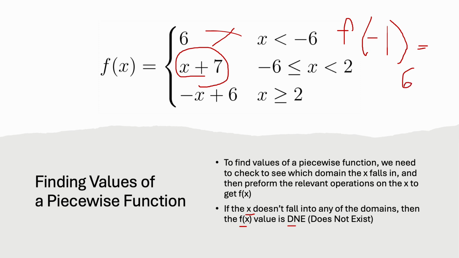Let's do one more. Let's say f of 5, right? Is 5 less than -6? No. Is 5 in between -6 and 2? No. Is 5 greater than 2? Yes. So we're going to use this function, negative x plus 6, well, it's going to be -5 plus 6, which is equal to 1. All right, there we go.